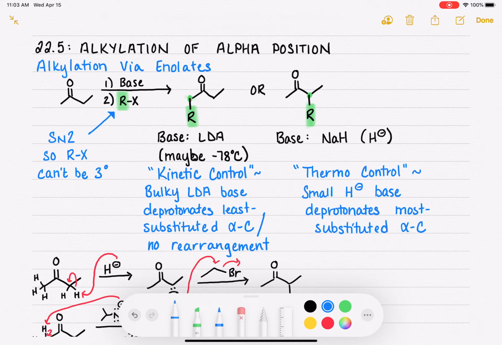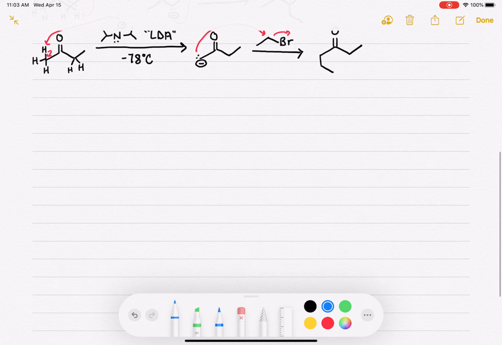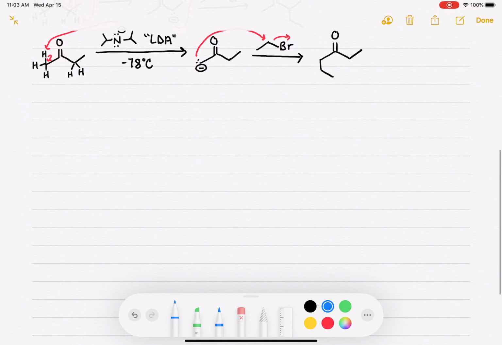Let's continue section 22.5. In this section, we're looking at ways to alkylate, or put carbon chains on, the alpha position of a carbonyl compound. I told you there were 3 different alkylation reactions. The first one we looked at, alkylation via enolate, is just an SN2 reaction. The second one we're going to look at is called the malonic ester synthesis.